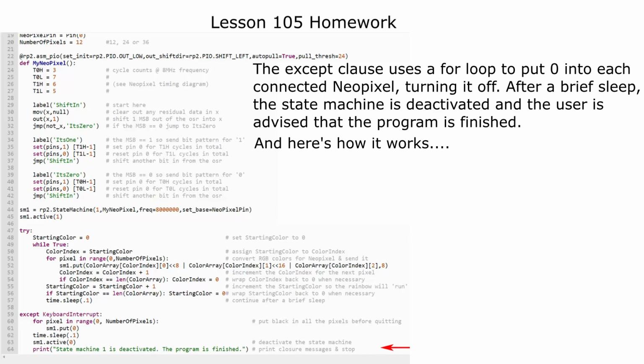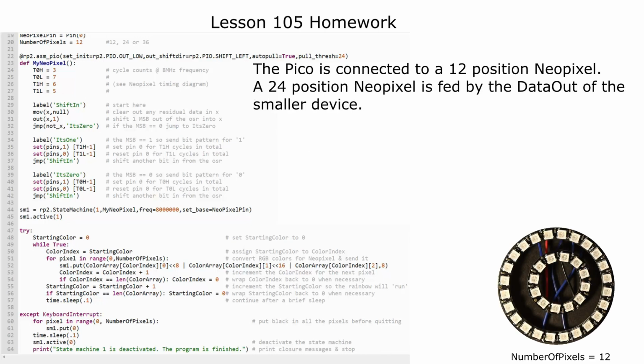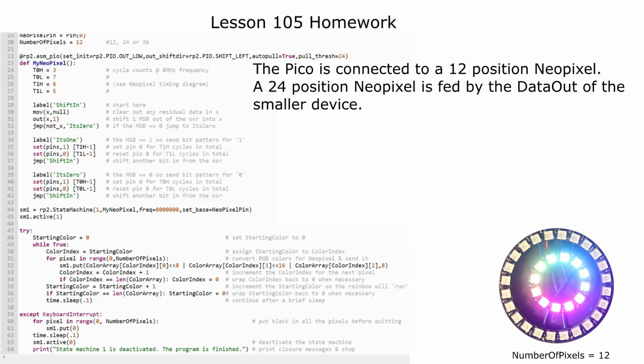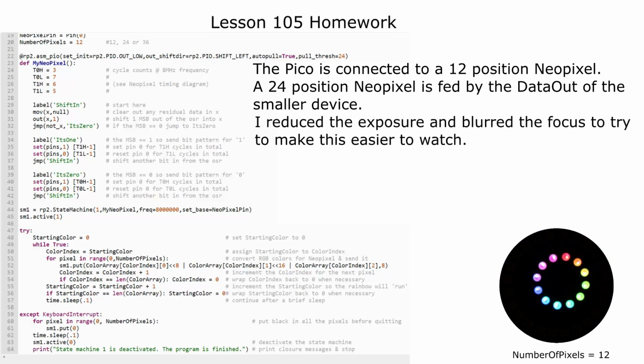And here's how it works. The Pico is connected to a 12-position NeoPixel. A 24-position NeoPixel is fed by the data out of the smaller device. I reduced the exposure and blurred the focus to try to make this easier to watch.